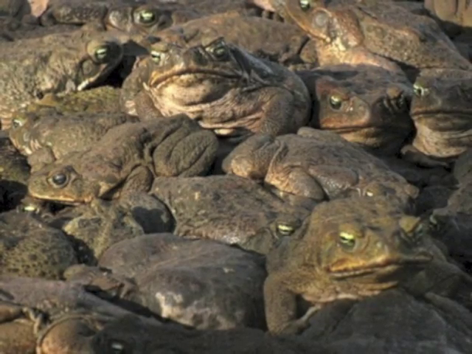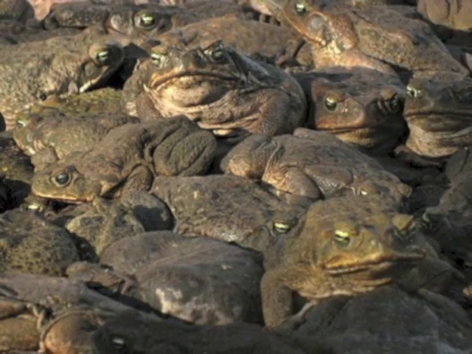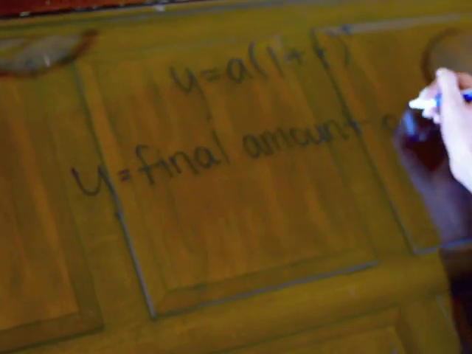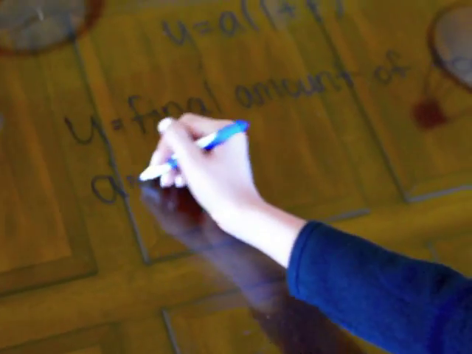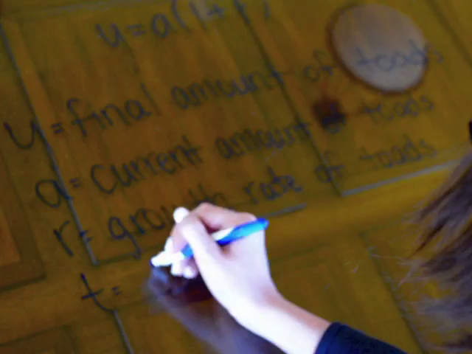If the population of cane toads is currently at 2 billion and they have a growth rate of 34% per year, how many cane toads will there be after 5 years? A model equation we could use for the cane toad's exponential growth would be y = a(1 + r)^t, where y is the final amount, a is the initial amount, r is the growth rate, and t is the time in years.